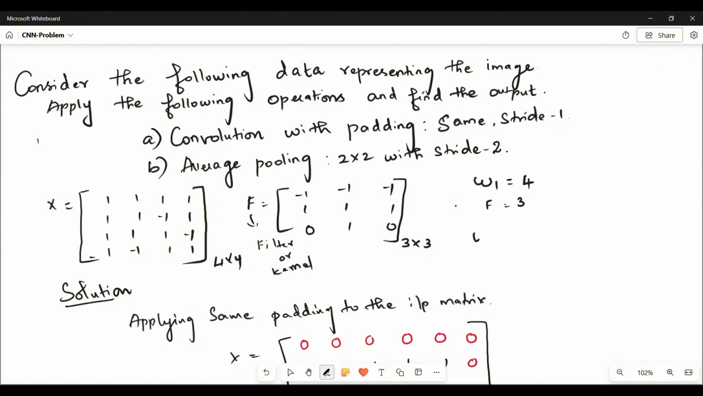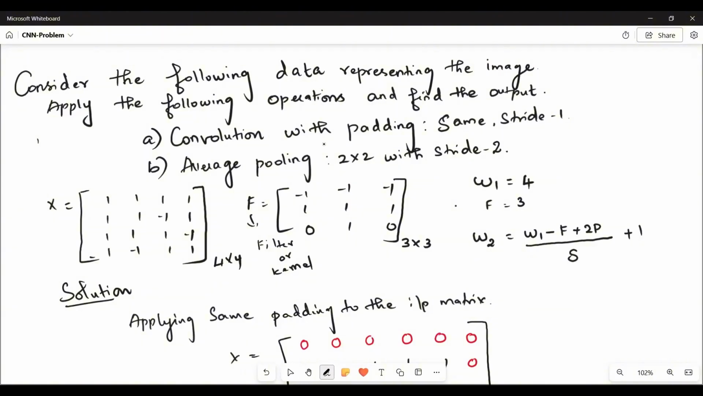So our objective is to find out the output matrix where the width of the output matrix is considered to be W2. In order to predict the size of the W2, we have a formula. W2 is equal to (W1 minus F plus 2 into P) divided by S, plus 1. What is W1? W1 is the width of the input matrix, F is the size of the filter, P is called as a padding, and S is called as a stride.